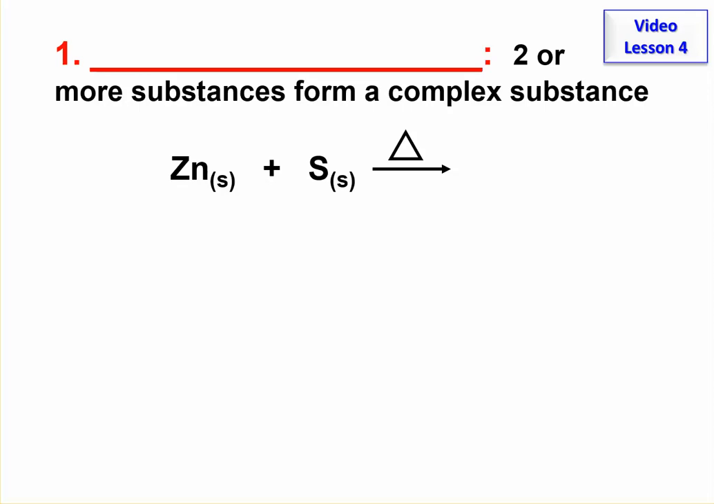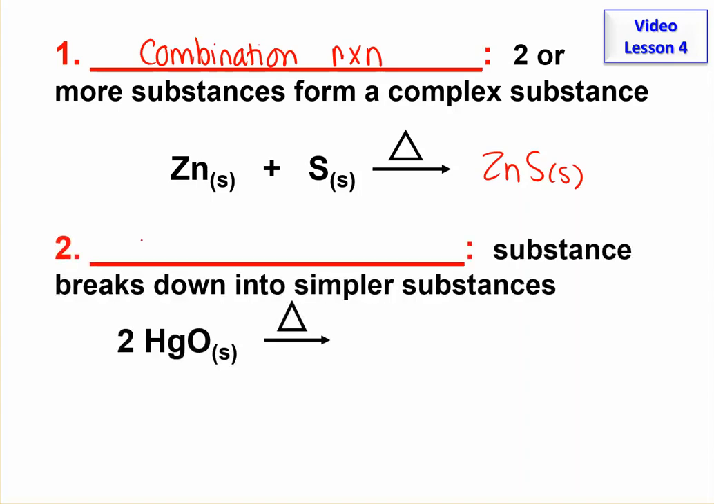First type is a combination reaction. In this one, two or more substances come together to form a larger substance. Okay, so that makes sense. We could do the opposite of that, and that's a decomposition reaction.